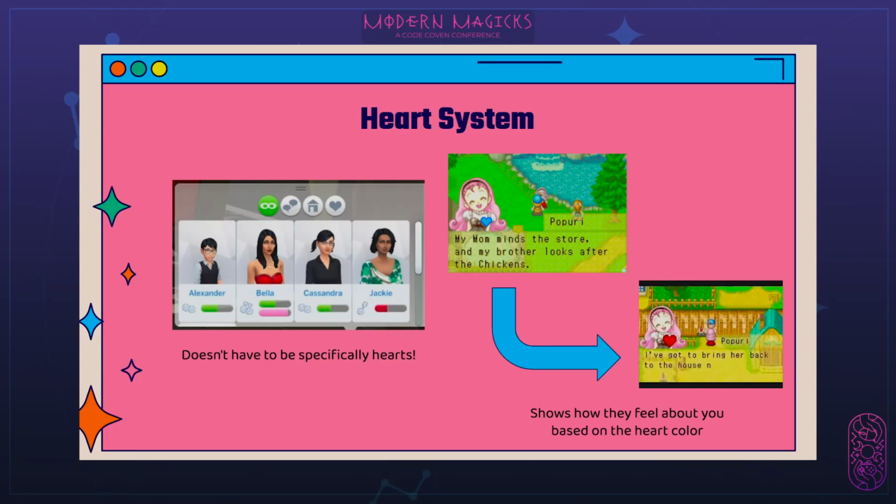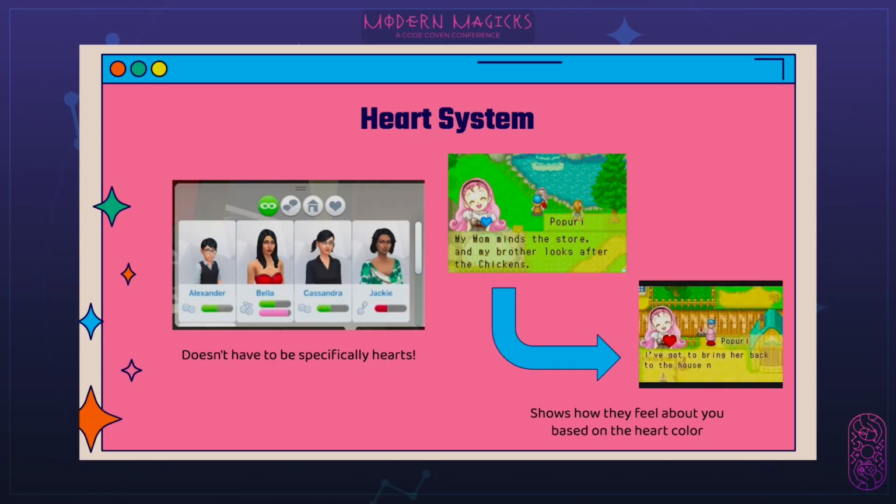One of the more common types of dating sim elements is the heart system. This is very simple. If you give a gift or do something nice to a character, you gain a heart. Sometimes if you're mean, you lose a heart. This can also be abstracted out to: I did a mini game and I did it really well, so now you gain a heart. Basically, do something nice, you win. Do something mean, you lose.